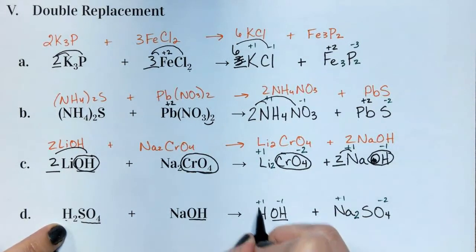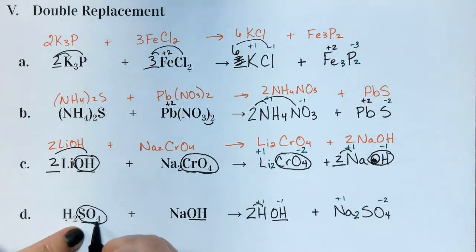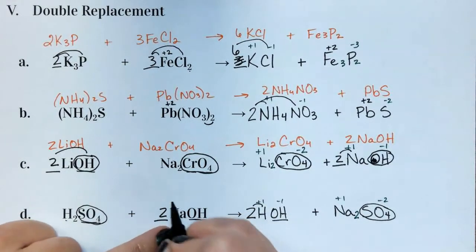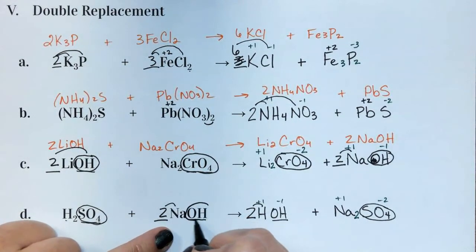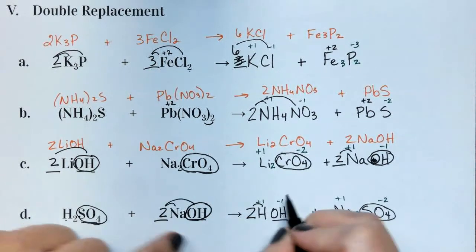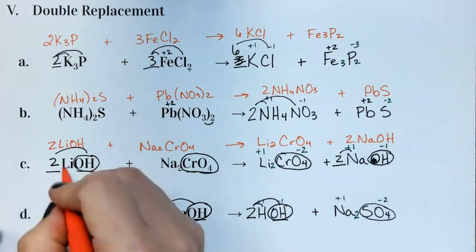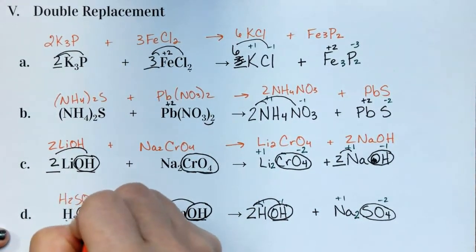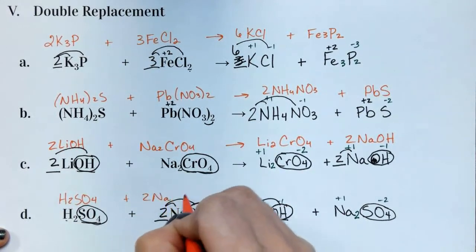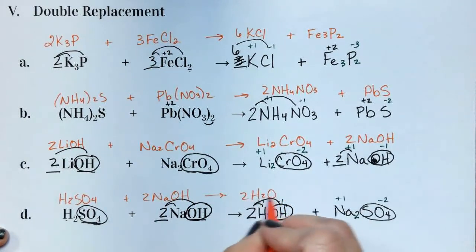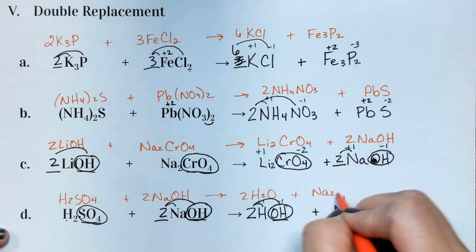Hydrogen 2, 1 hydrogen, so I'm going to put a 2 here. That gives me my 2 hydrogens. I have 1 sulfate on the left, 1 sulfate on the right. 1 sodium on the left, 2 sodiums on the right. So I'm going to need a 2 here to take care of the sodiums. And then finally, I'm going to balance hydroxide like a bundle. There's 2 hydroxides on the left, and there are 2 hydroxides on the right. So final answer is going to be 1 sulfuric acid plus 2 sodium hydroxides will yield 2 waters, HOH is the same as water, plus 1 sodium sulfate.